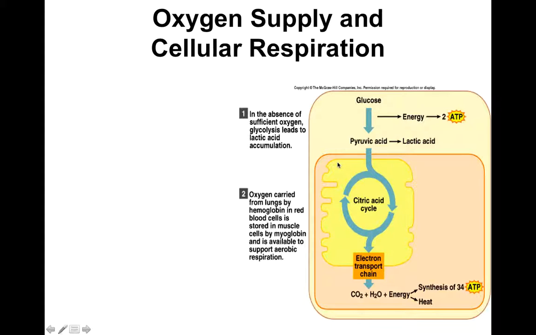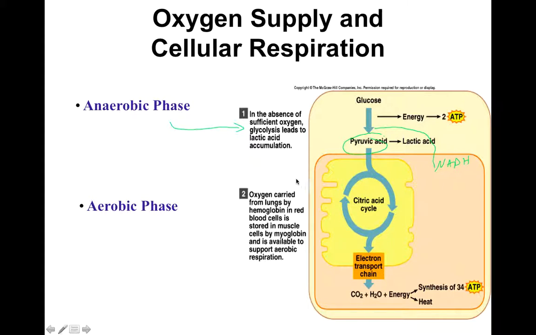Okay. Remember, cellular respiration has that anaerobic phase called glycolysis. And glycolysis is where we break the glucose down and make a little bit of ATP. But more importantly, we make pyruvic acid and we make NADH, that electron carrier.